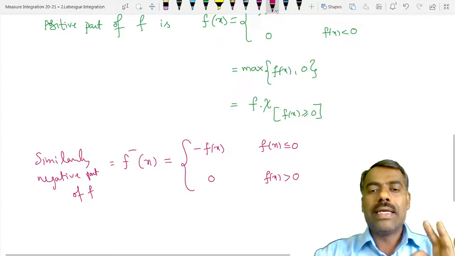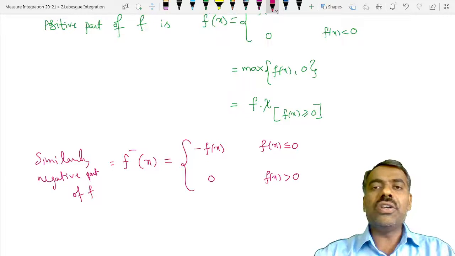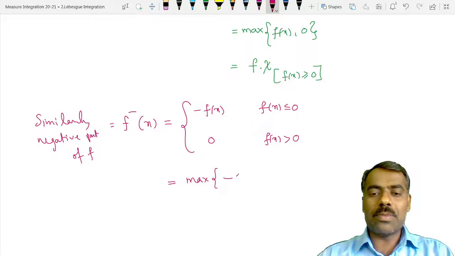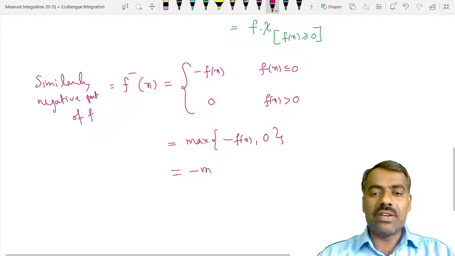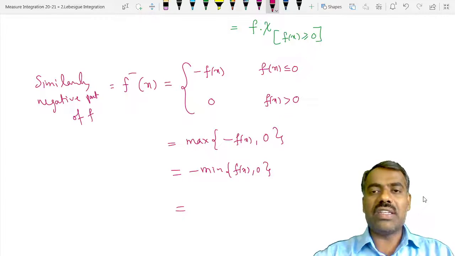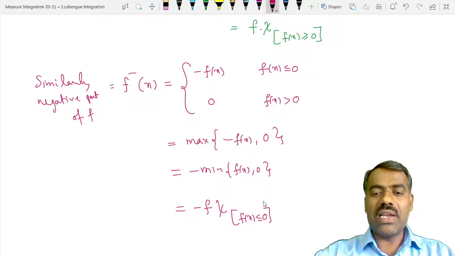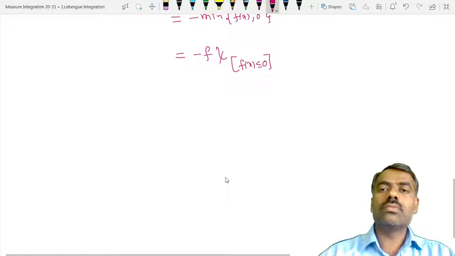Yes, sir. So your f minus is nothing but minus of f of x whenever f of x is less than or equal to 0, and 0 whenever f of x is greater than 0. So this is the same as, of course, you can again write maximum of minus f of x comma 0, or this also you can write as minus of minimum of f of x comma 0. Okay, or in terms of characteristic function, how can you write this? You can write as minus f times characteristic function of f of x less than or equal to 0, because at these values this characteristic function is 1, so you get minus f. Yes or no? Any problem?